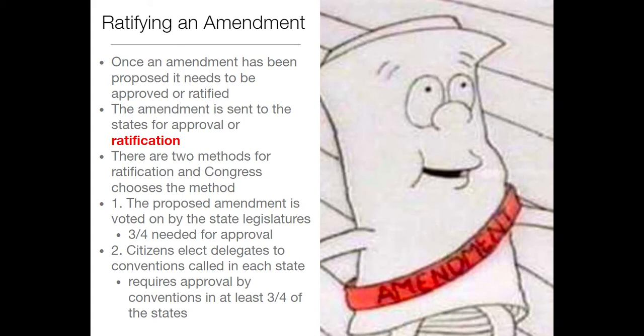Ratifying an amendment. Once an amendment has been proposed, it needs to be approved or ratified. The amendment is sent to the states for approval or ratification. There are 2 methods for ratification, and Congress chooses the method. It could either be, 1, the proposed amendment is voted on by state legislatures, 3/4 needed for approval, or citizens can elect delegates to conventions called in each state and it requires approval by conventions in at least 3/4 of the states.